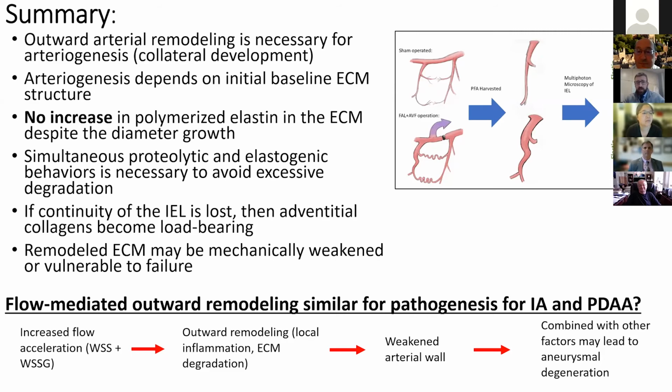What we have seen, at least in the model thus far, is if the continuity of the internal elastic lamina is lost, then it does not get replaced. The adventitial collagens then become load-bearing and must bear the brunt of the hydrostatic pressure. And then finally, we suggest that the remodeled extracellular matrix may be mechanically weakened or possibly vulnerable to mechanical failure.